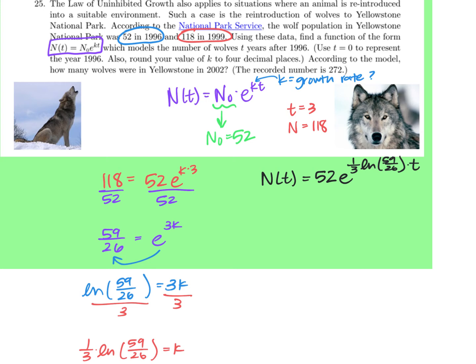The next part of this problem asks us to use that function to make a prediction. It says, according to that model, how many wolves were there in Yellowstone in 2002? This would be 6 years after 1996, so our time here is going to be 6. We're going to plug that in for t.